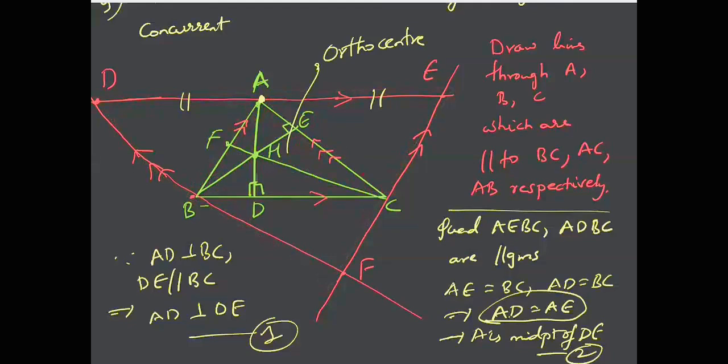Okay, so this triangle ABC is called the medial triangle of DEF, right? Since B is the midpoint of DF, A is the midpoint of DE, and C is the midpoint of EF. So if you draw a triangle by taking the midpoints of all the 3 sides, then that triangle is called the medial triangle of the original triangle. That is, ABC is the medial triangle of triangle DEF.